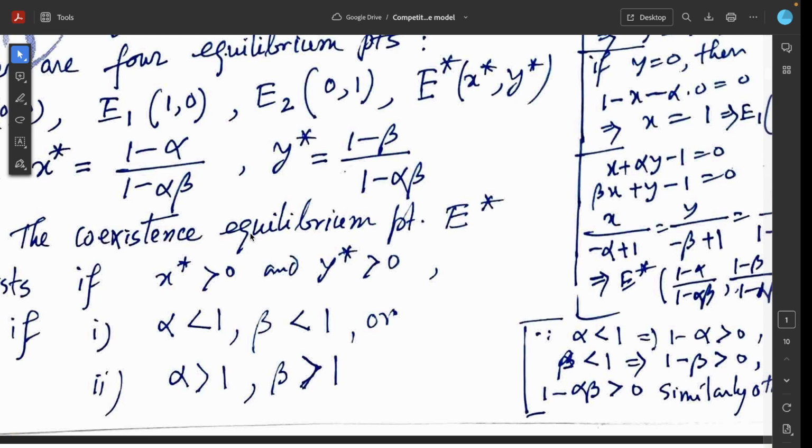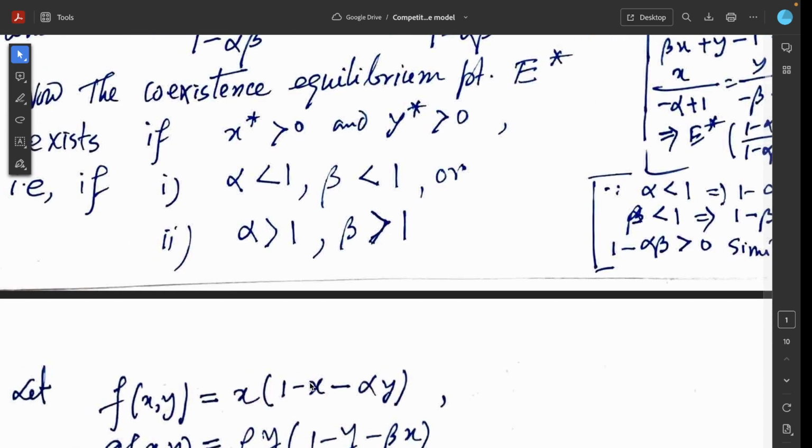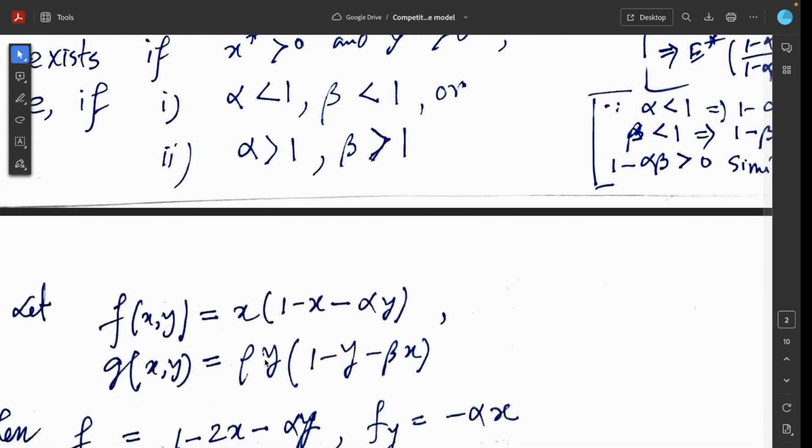So the star is visible when alpha is less than 1 and beta is less than 1, or alpha is greater than 1 and beta is greater than 1. Now let f(x,y) equal x(1 - x - alpha y), and g(x,y) equal rho y(1 - y - beta x). So dx/dt equals f(x,y) and dy/dt equals g(x,y).